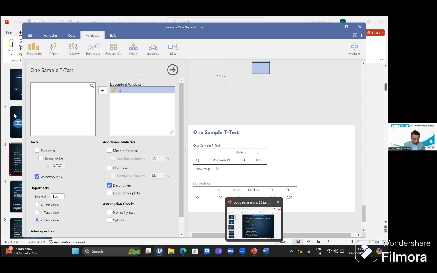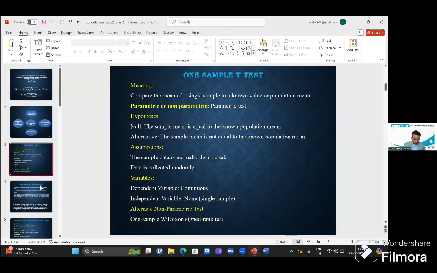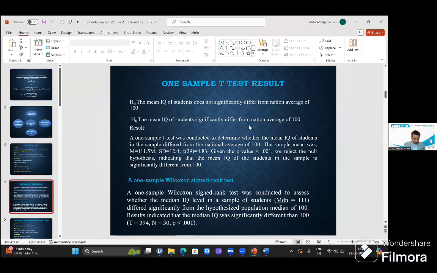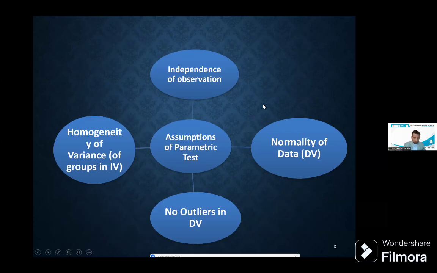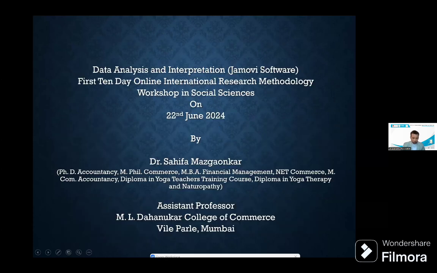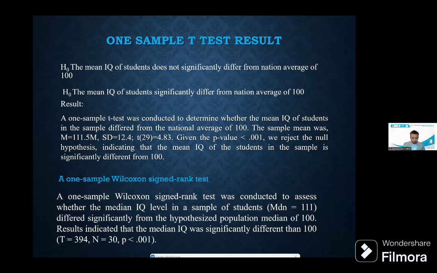Now, how do we write the result? You can see here the result that we can write. I'll show you the result here. A one sample t-test was conducted to determine whether the mean IQ score of students in the sample differed from the national average, or the population average, of 100.